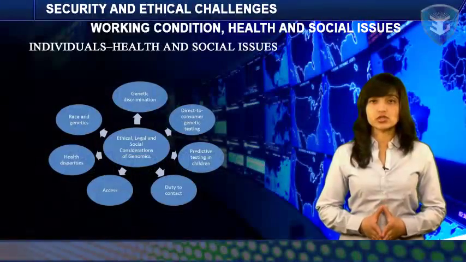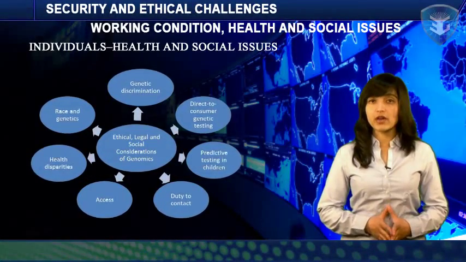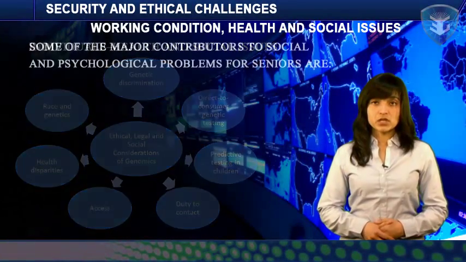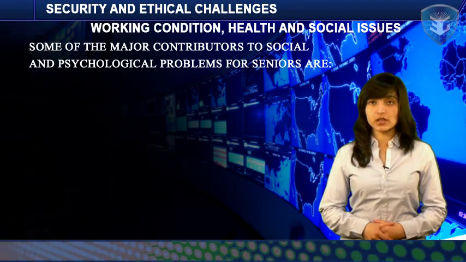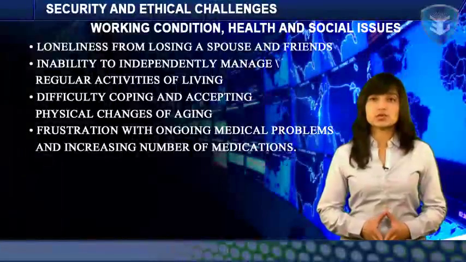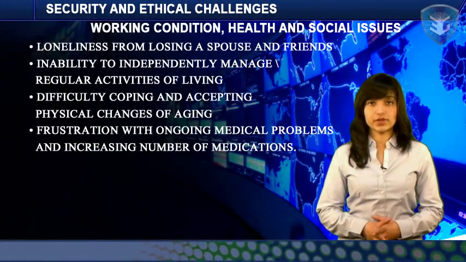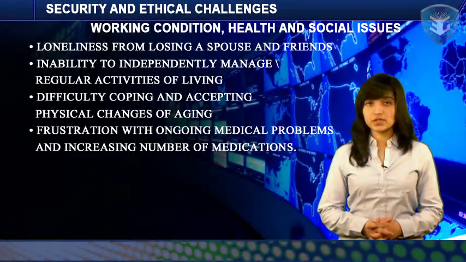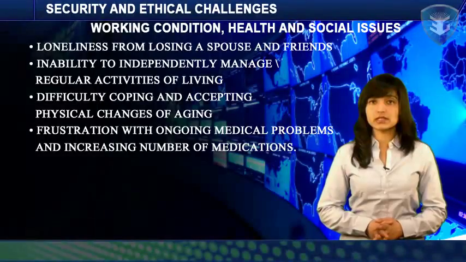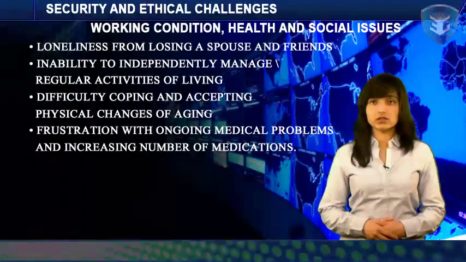Individuals, health and social issues. How social issues affect the life and health of seniors. Social issues can have a significant impact on life and both physical and mental health of seniors. Some of the major contributors to social and psychological problems for seniors are loneliness from losing a spouse and friends, inability to independently manage regular activities of living, difficulty coping and accepting physical changes of aging, frustration with ongoing medical problems and increasing number of medications. These factors can have a negative impact on overall health of an older individual.